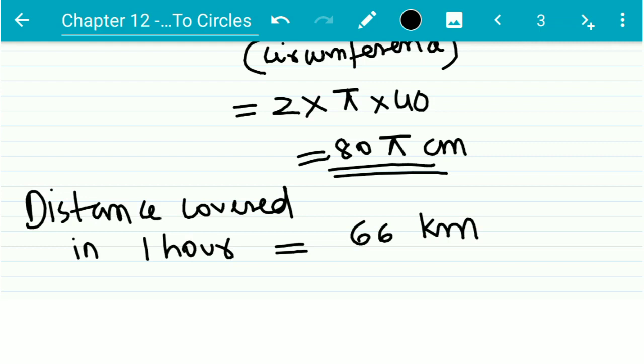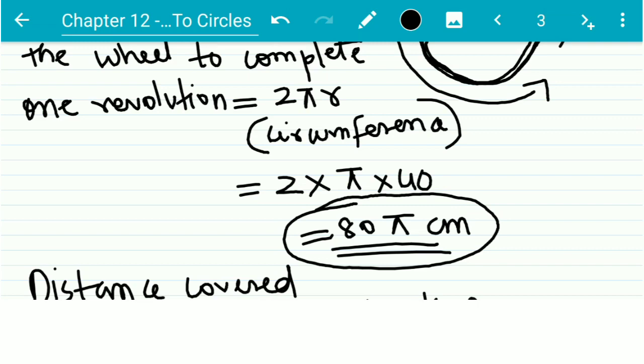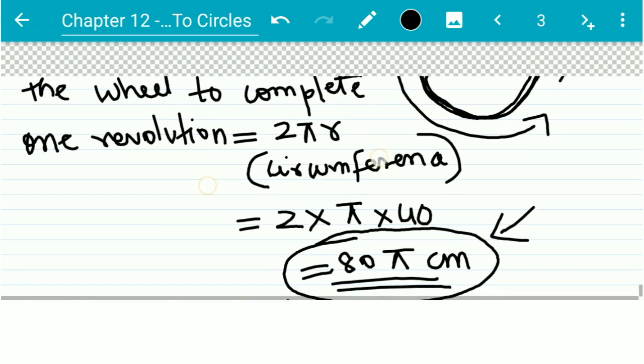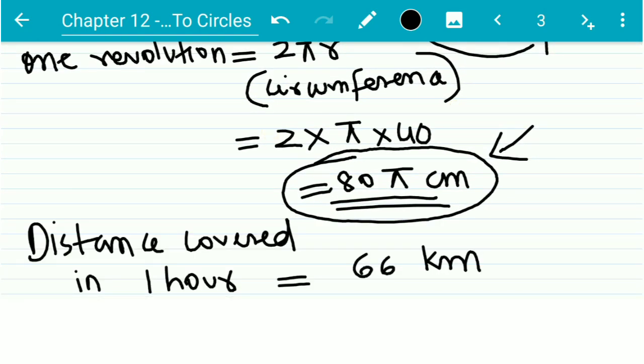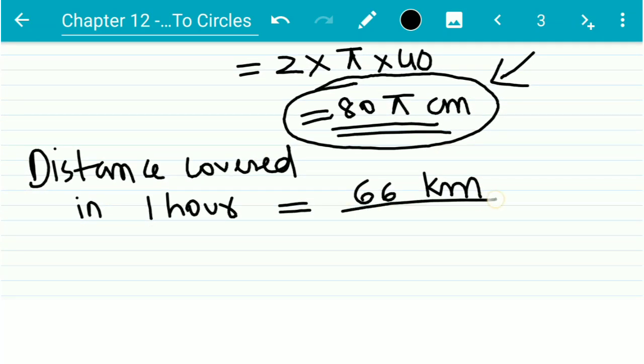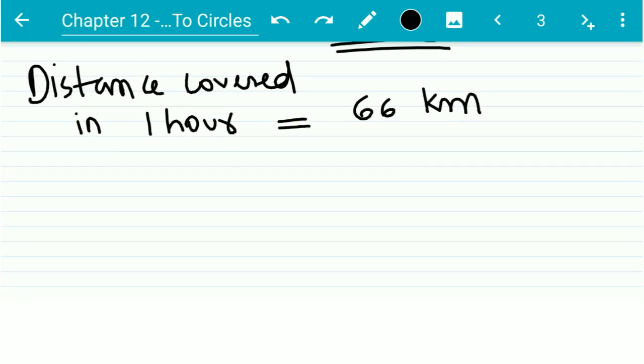Now, we need to convert this kilometer to centimeter. Why? Because the distance here, the circumference, is in centimeter. We found the distance covered by the wheel to complete one revolution, 2 pi r. We calculated it in terms of centimeter. So, we need to convert this into centimeter. Okay. So, I'm going to convert kilometer to centimeter. How to convert kilometer to centimeter? 1 kilometer.